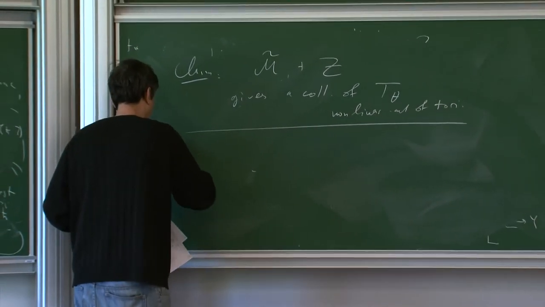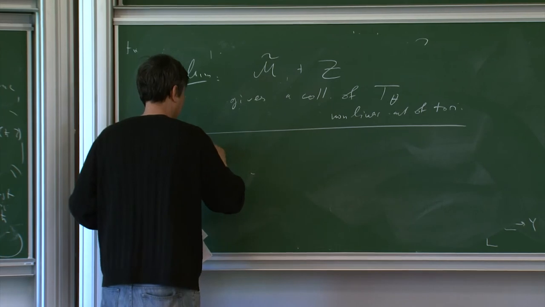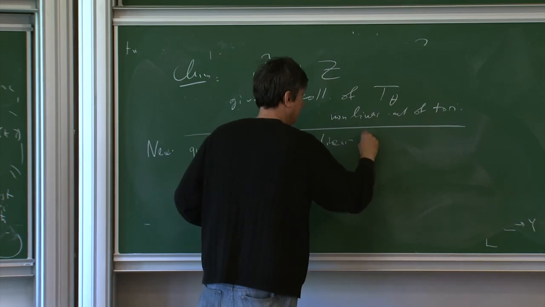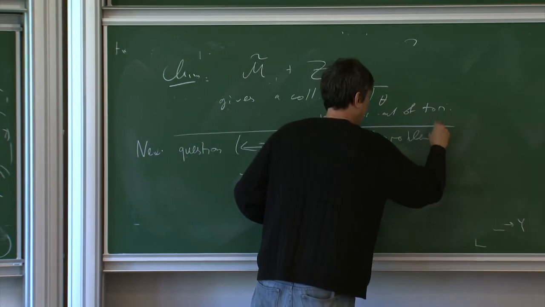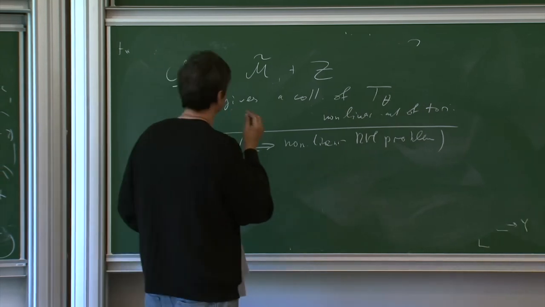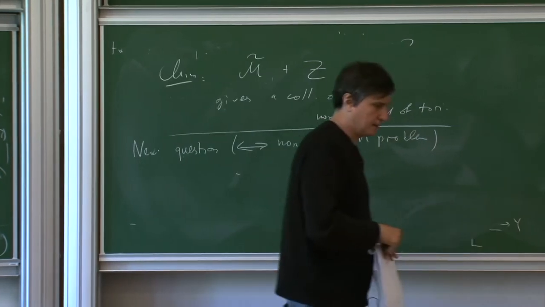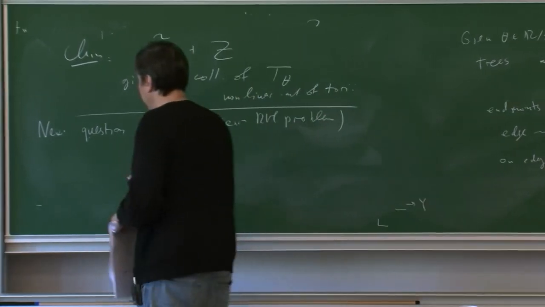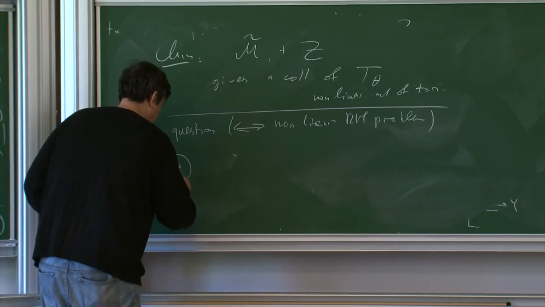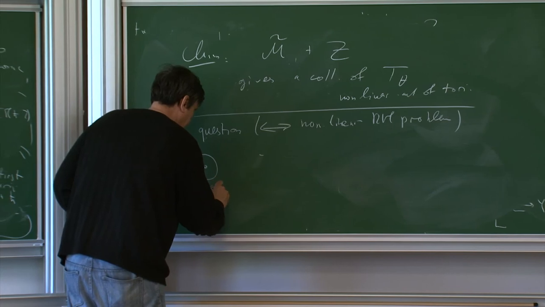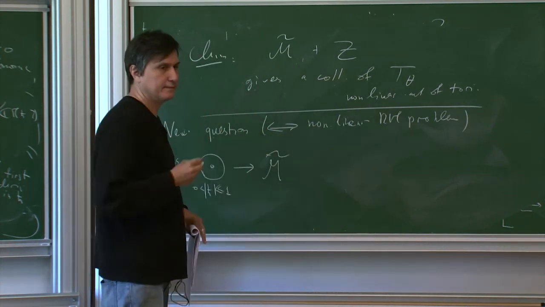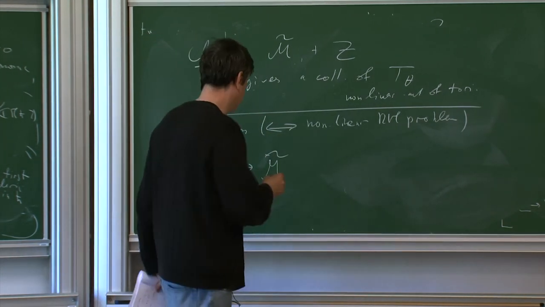Then we have a new equation, which will eventually be equivalent to a nonlinear Riemann-Hilbert problem, which will be the following: to describe maps from a punctured disk to M tilde satisfying certain asymptotics.